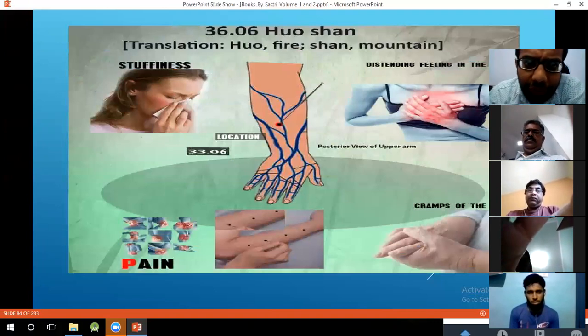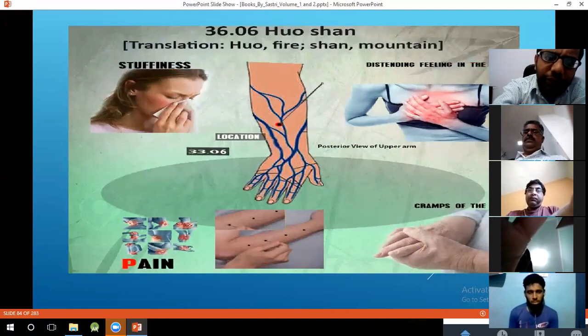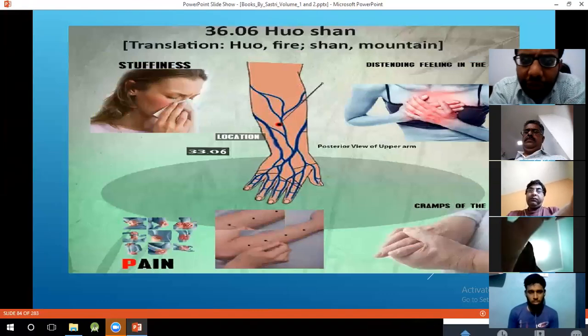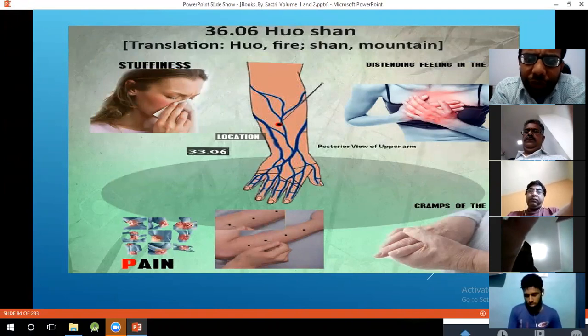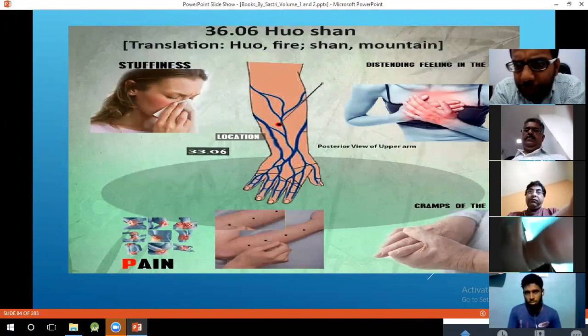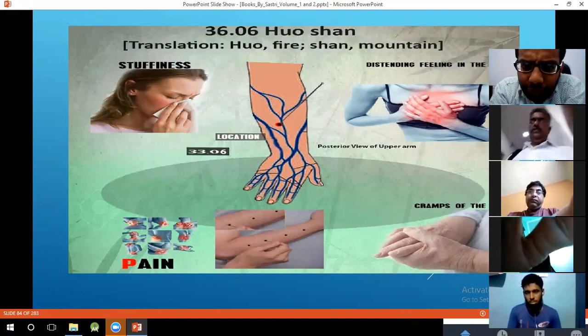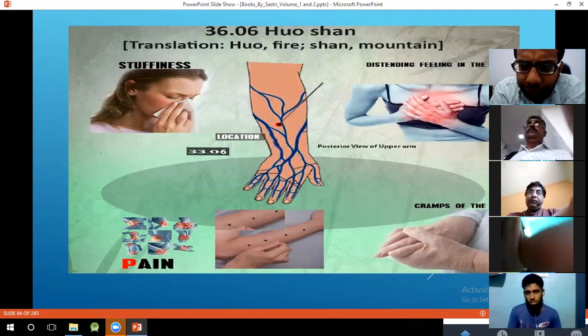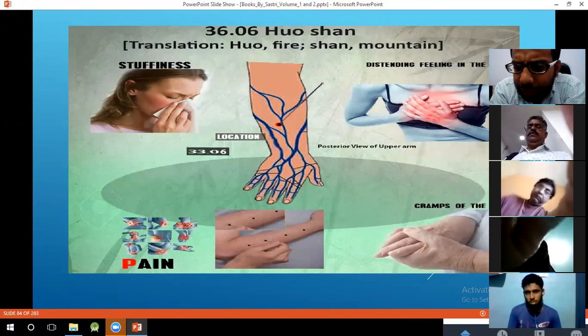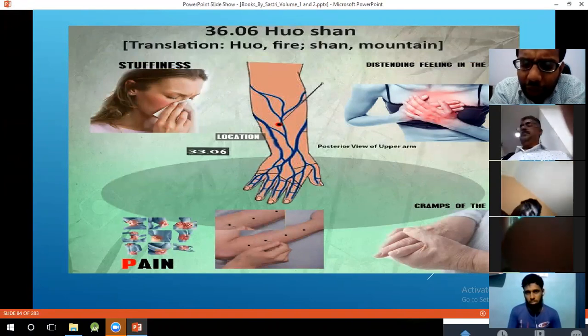Then comes 33. 30 is not 33, it is a mistake out here. 33.06 Huo Shan, Huo is fire and Shan is mountain. So its name is Fire Mountain. So this point is very good for what? It's a very good combination for pain in various regions, cramps of the hands and calf.